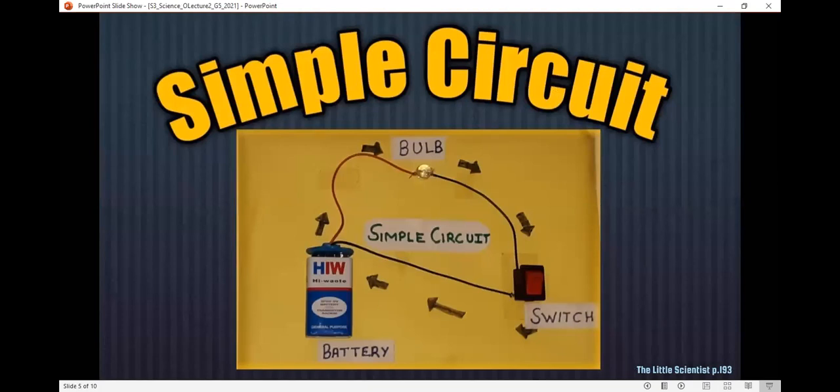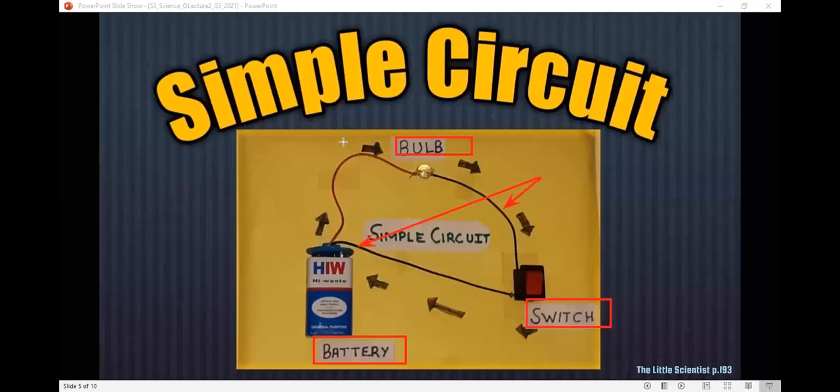Here is another slide showing a simple circuit. Tell me, what are the elements or the components of this circuit? The battery, the bulb, and the switch. You missed something. How do we connect them together? Using wires.